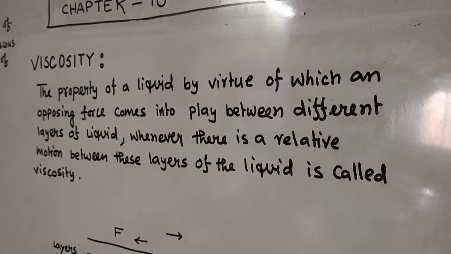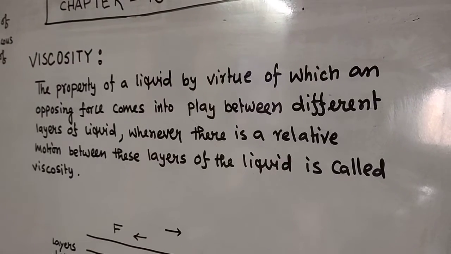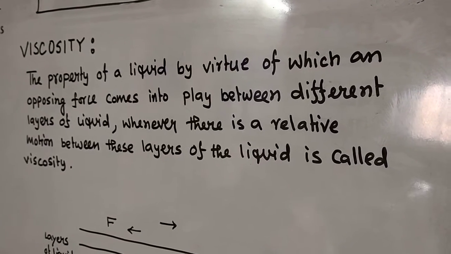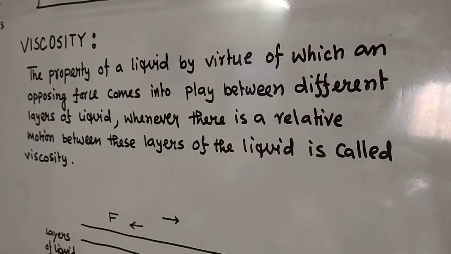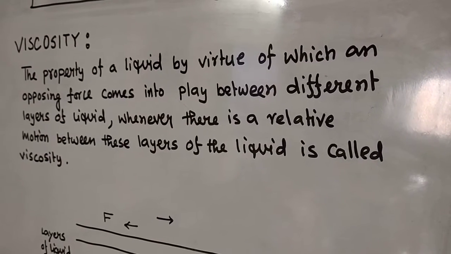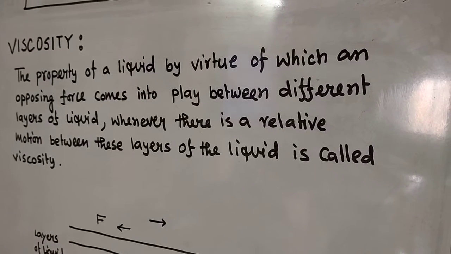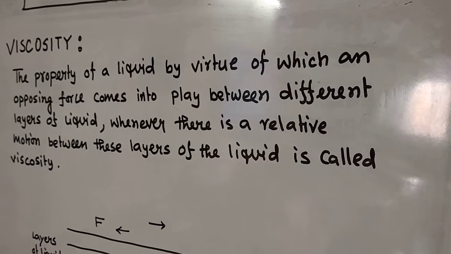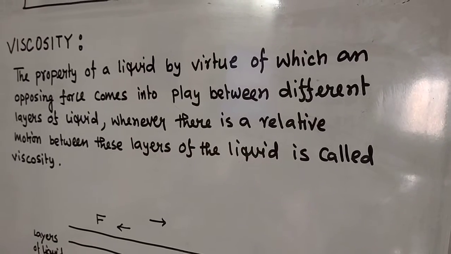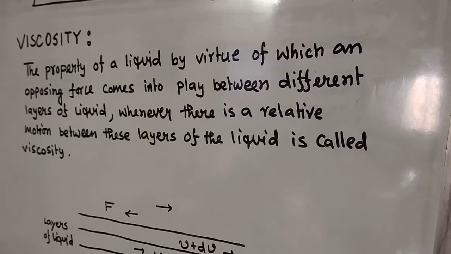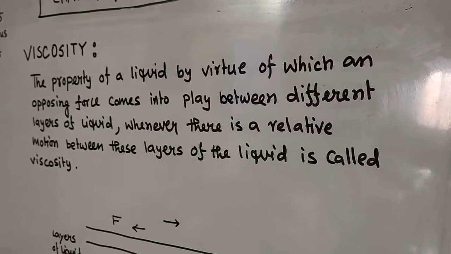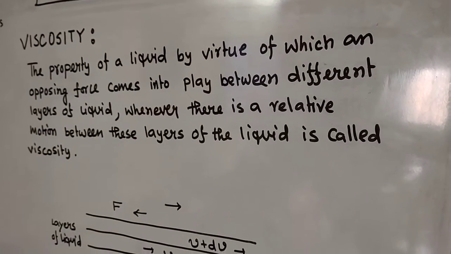So let me read out what this property is. The property of a liquid by virtue of which an opposing force comes into play between different layers of liquid whenever there is a relative motion between these layers is called viscosity. Let me repeat once again. The property of a liquid by virtue of which an opposing force comes into play between different layers of liquid whenever there is a relative motion between the layers is called viscosity. So viscosity arises whenever there is a relative motion between the layers of the liquid.